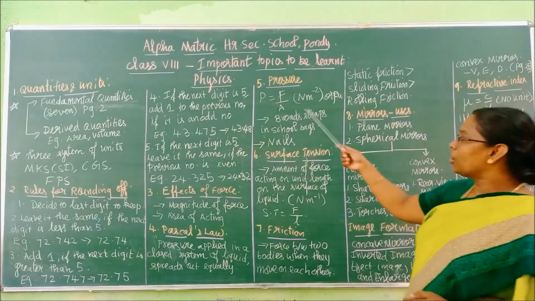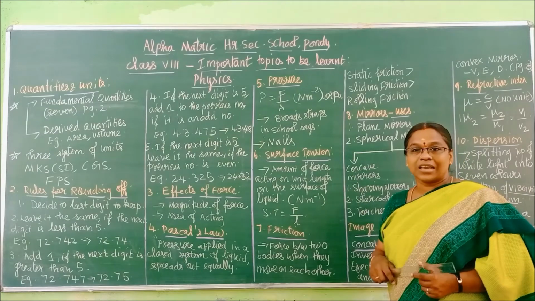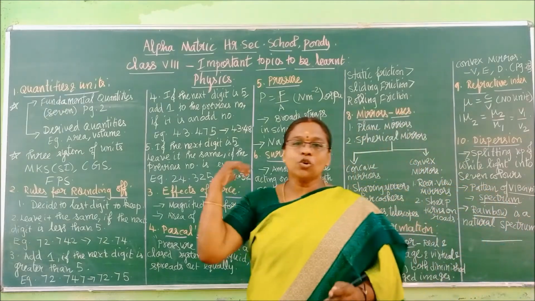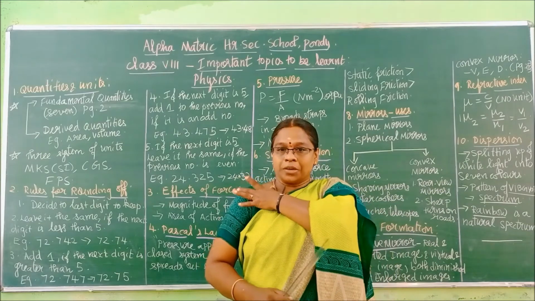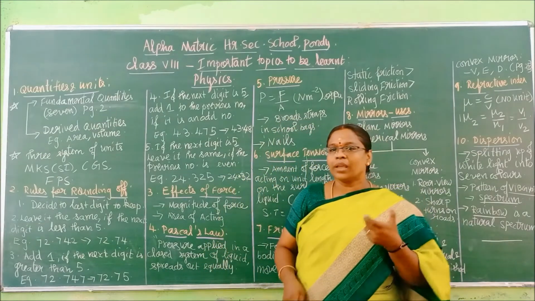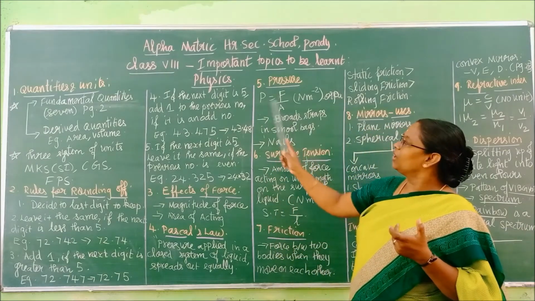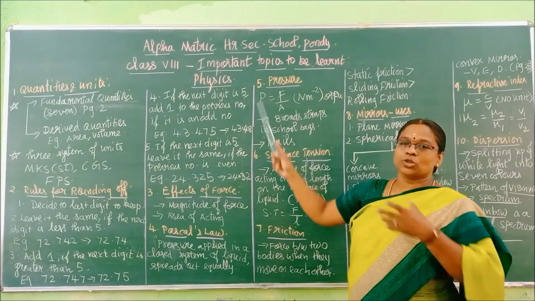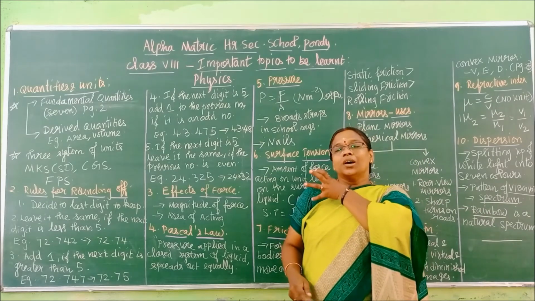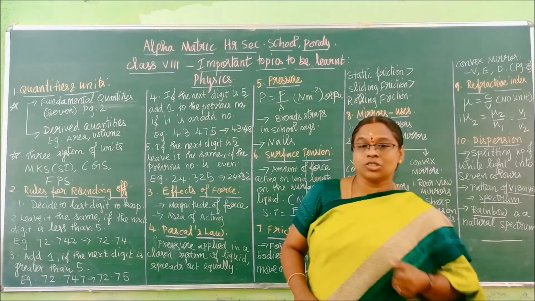Based on this, we have so many applications in our daily life. What about your school bags? School bags have thicker, broader straps. Broader means the area is bigger. If area is bigger, pressure will be smaller. So you will not have that much pressure on your shoulders, and you will not have that much pain on your shoulders.